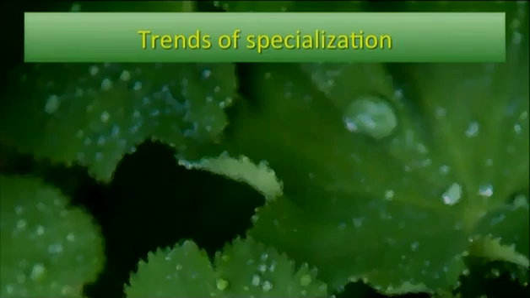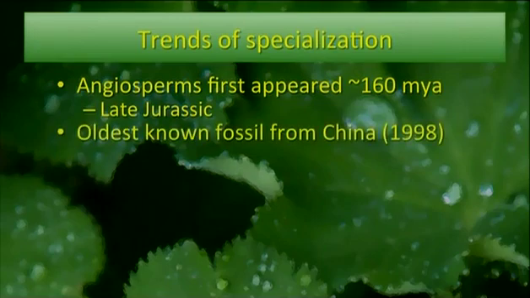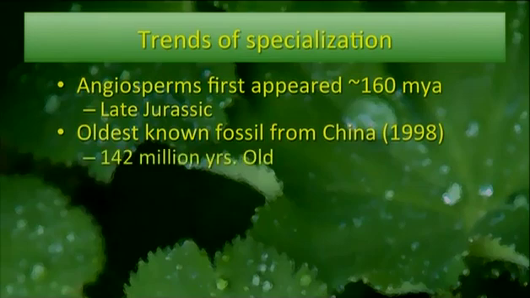So some trends of specialization. Angiosperms first appeared approximately 160 million years ago during the late Jurassic period. The oldest known fossil is from China, which was discovered in 1998. That's actually of a folded-over carpel encasing seeds on a plant, and that's been radiocarbon dated to 142 million years old. So about in the same ballpark, 160 million years or 142 million years.